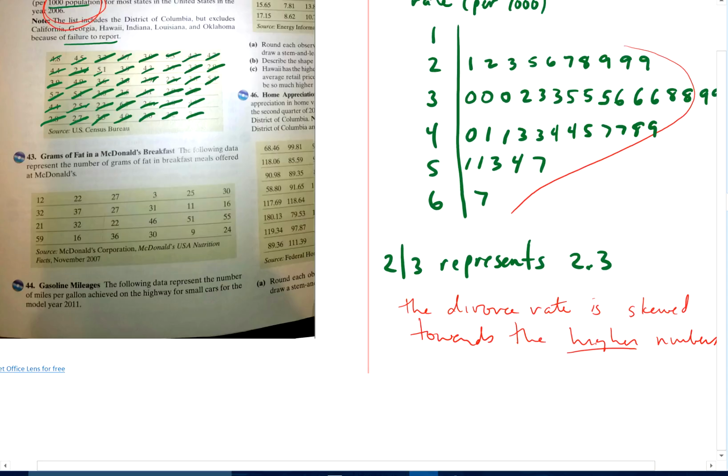And sorry for the repeat question on number 43. I am not going to do that on the video because it is exactly the same thing. The only difference is when you do this, you're going to have 2|3 represents 23 grams of fat or whatnot instead of decimals. So you're good to go on that one.